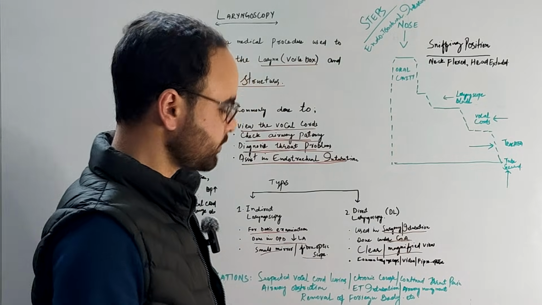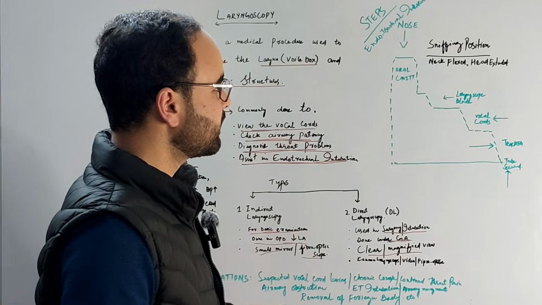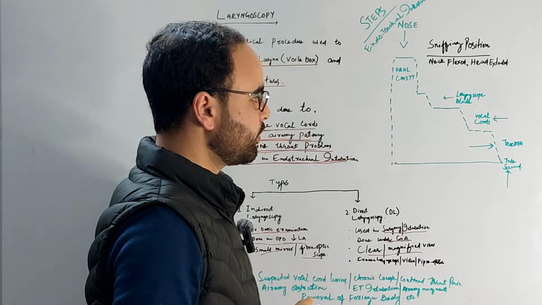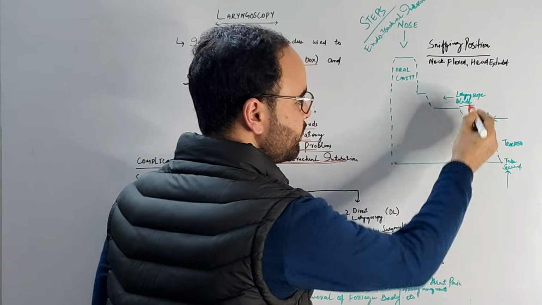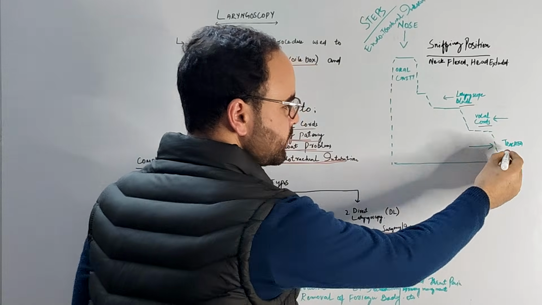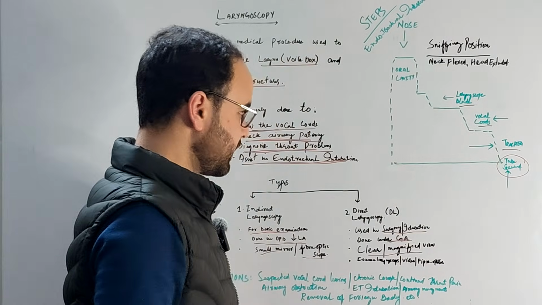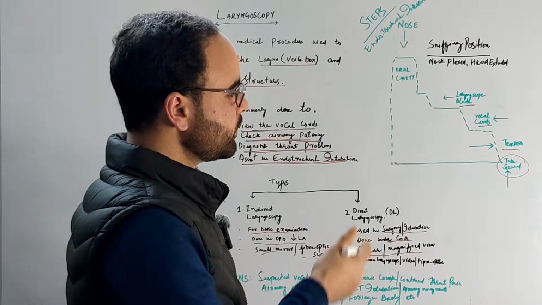So the normal steps of an endotracheal intubation: if we start with the nose, then into the oral cavity, the tongue is lifted with the help of the laryngoscope blade, then vocal cords are visualized, and finally the tube is placed in the trachea and thereafter secured at an appropriate length. These are the steps of an endotracheal intubation.